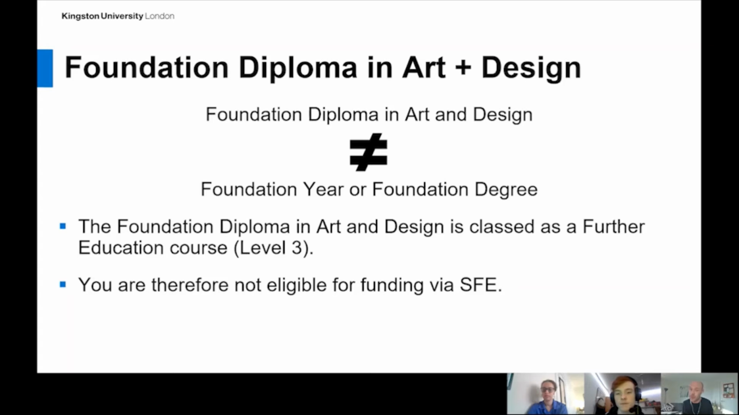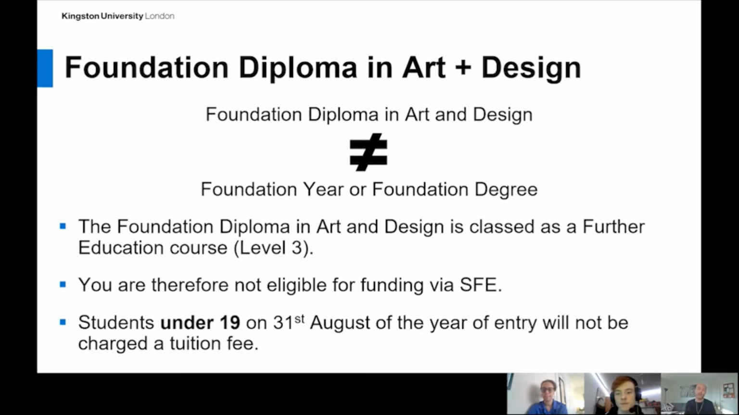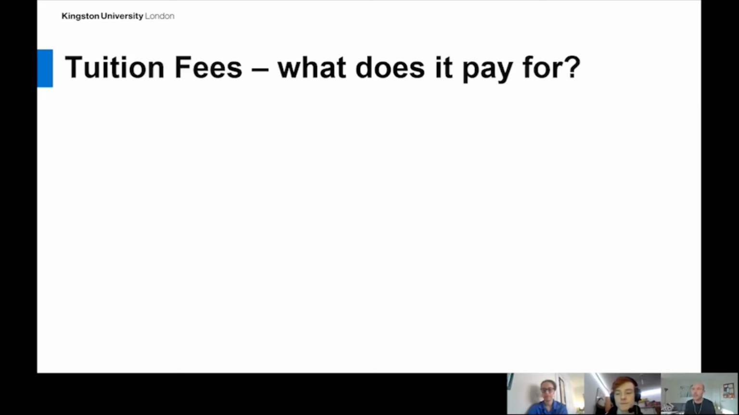However, there is some good news. Students under the age of 19 on the 31st of August in the year of entry will not be charged tuition fees. That just means you'll have to think about your living costs. For instance, my sister studied graphic design at Kingston, but she did her foundation diploma in Bournemouth, which was much closer to home. So she stayed at home for the foundation and then moved to university when she was eligible for the full funding.